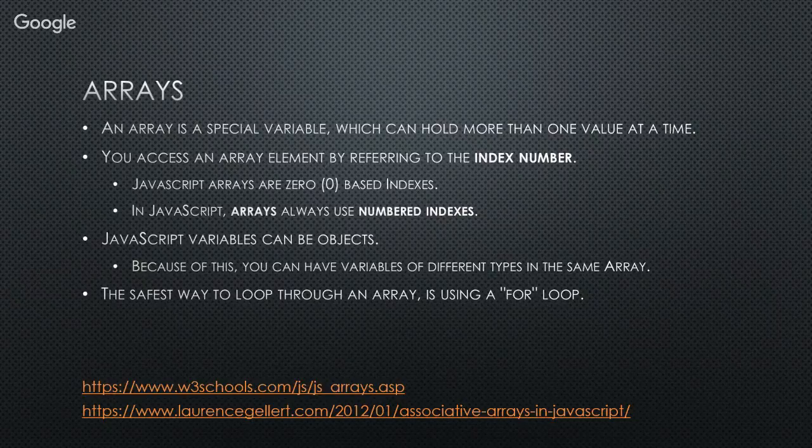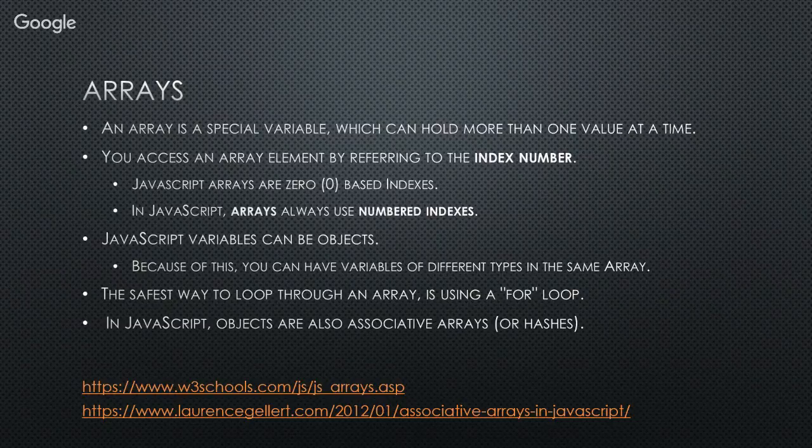And then the safest way to loop through an array is a for loop. That way you can use either the for in or the for loop and use the length of the array, as long as you're not modifying the array inside the loop. And there it is again, in JavaScript, objects are also associative arrays.